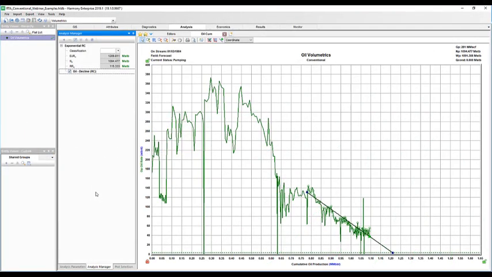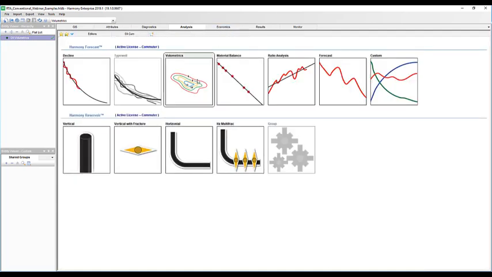So I've jumped back into the software for my volumetrics example on an oil well. We can see that I've already conducted my oil rate versus cum oil production decline curve analysis, and that's given me an EUR of around 1.2 million stock tank barrel. So the next step then would be to do a volumetrics analysis.